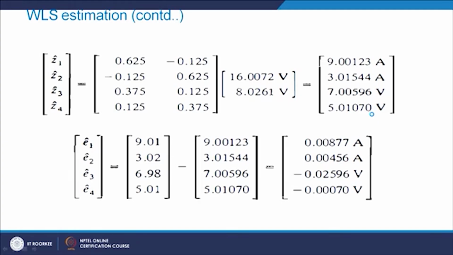So, the estimated errors are the actual values obtained by the meters, that is 9.01, 3.02, 6.98 and 5.01, minus the estimated values of the measurements. So, this is this. We can see that these estimated errors are pretty small. So, we can possibly think yes, our estimation is reasonably correct.